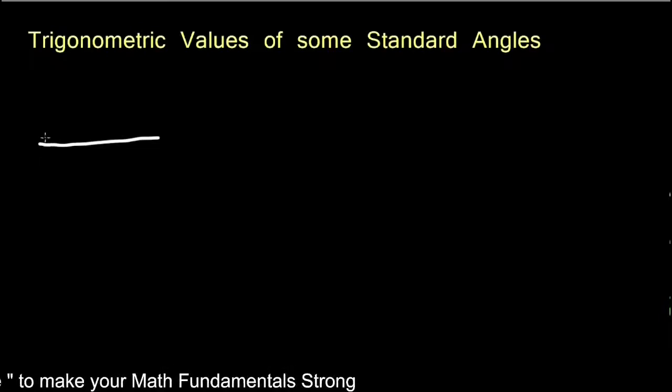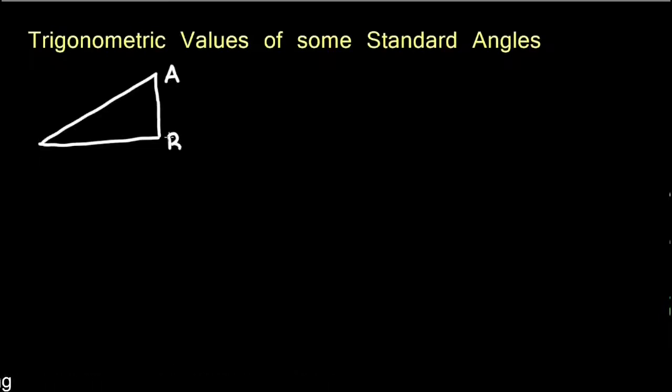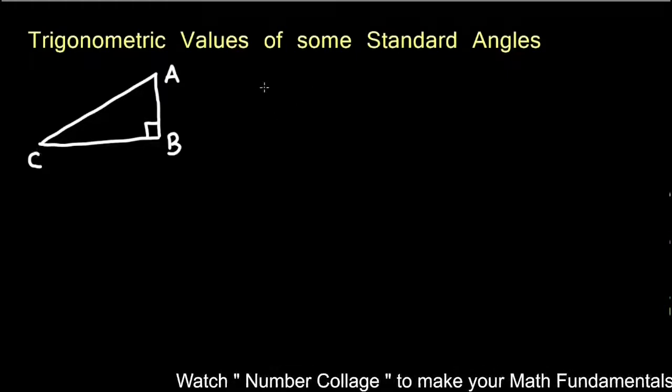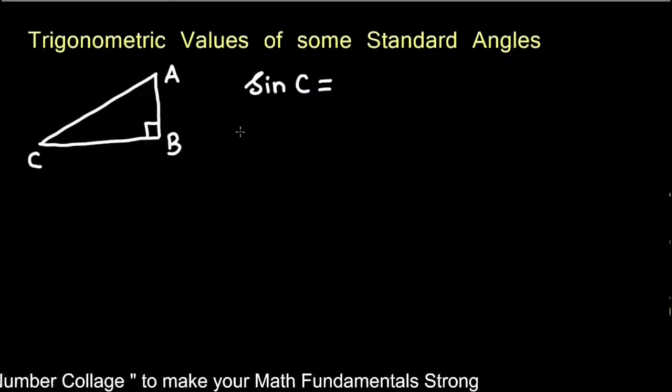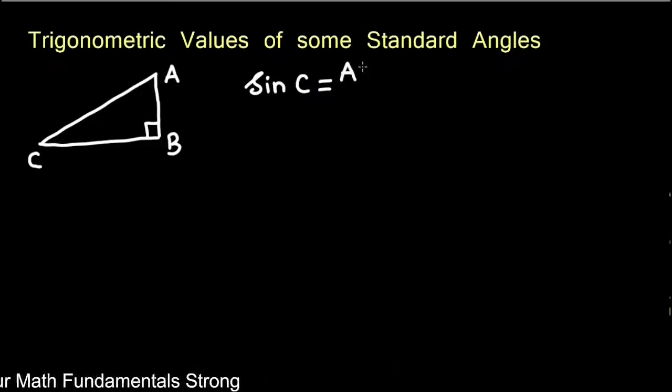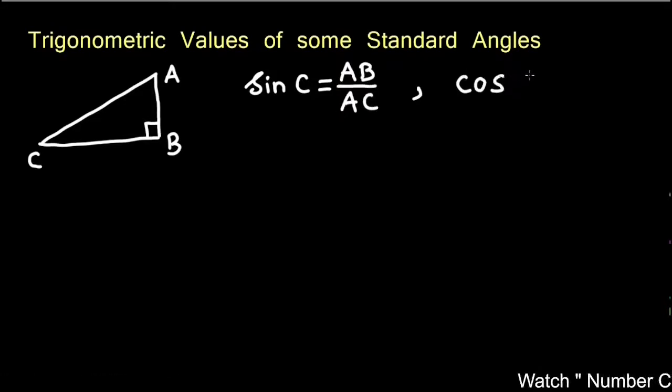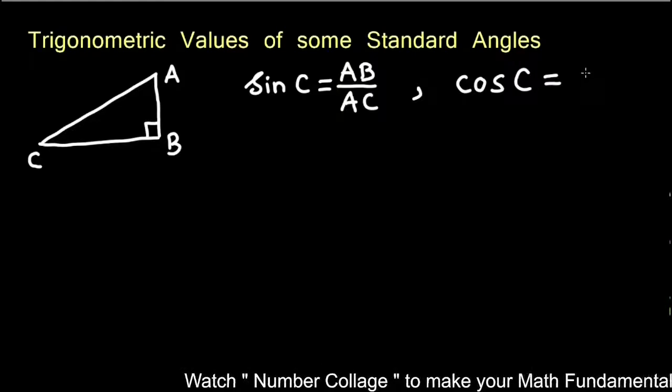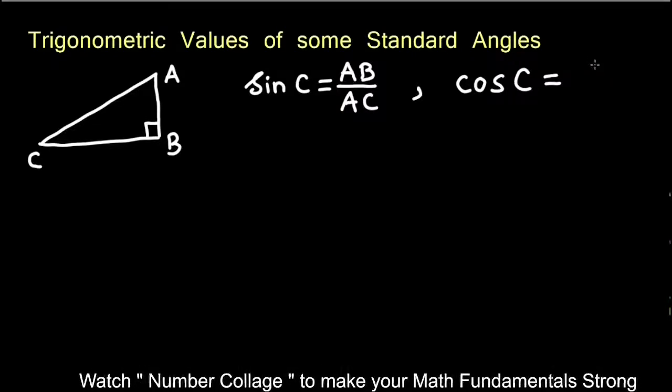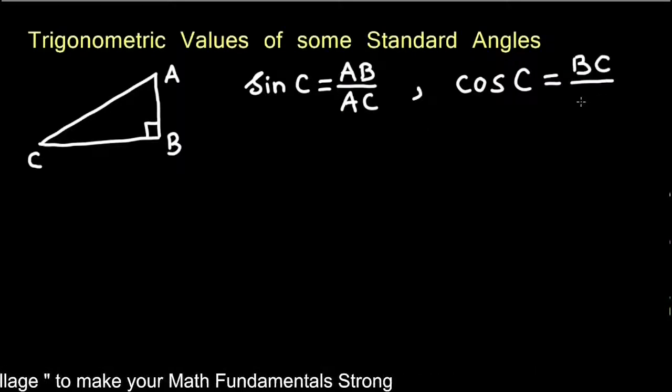Consider a right triangle ABC, which is right at B. So we write sin C equals by definition opposite side AB upon hypotenuse AC. Similarly, cos C will be by definition adjacent side BC upon hypotenuse AC.